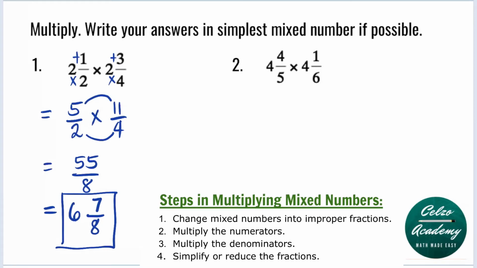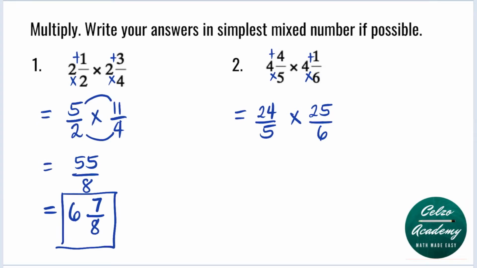Question number 2. 4 4/5 times 4 1/6. Step 1 is to change this into improper fractions. Let's begin with 4 4/5. We multiply first 5 times 4, that's 20. 20 plus the 4, we have 24. So this is 24/5. For the second mixed number, 4 1/6, we multiply 6 times 4, that's 24. 24 plus 1, we have 25. So this is 25/6. For this problem, we will do the shortcut.